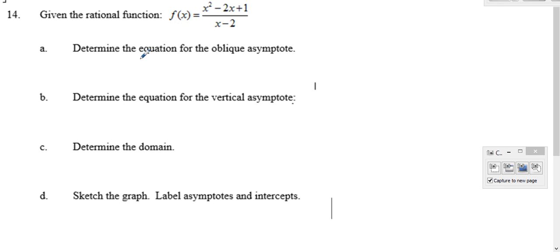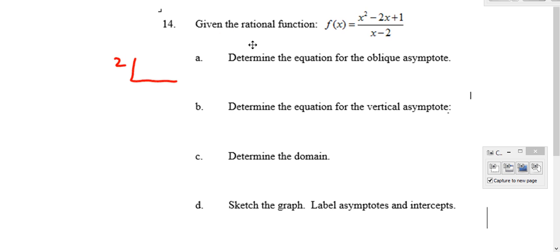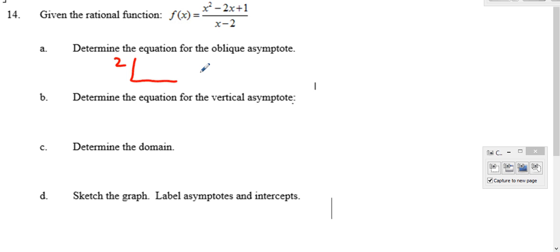To get the equation of the oblique asymptote, you just divide. You do the long division, or in this case, you can do synthetic because it's x minus 2 that we're dividing by. So you just do the division. Since it's x minus 2, you put a positive 2 for synthetic division. And we are dividing that into 1, negative 2, 1. Bring down the 1 times 2 is 2.